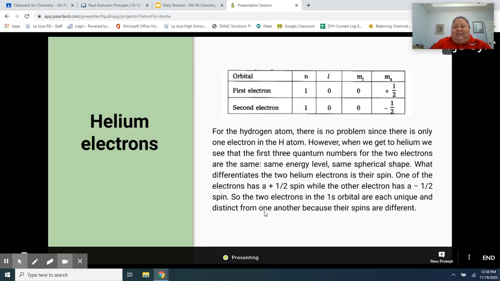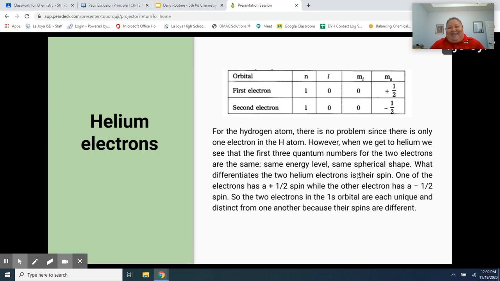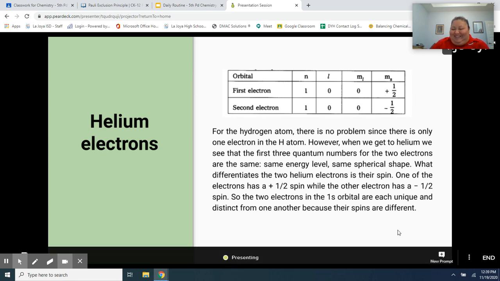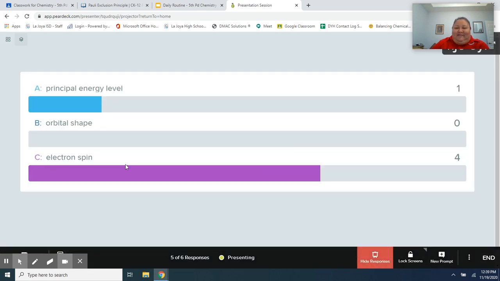What is it that's different? The spins are different. They have the same energy level. They have the same shape of orbital. It is the spin that makes them different. It doesn't matter, Irvin. You had the wrong answer and then you remembered. Se prendió el foco un poquito tarde, pero se prendió. Which one was it? It was the spin. It was C, electron spin.